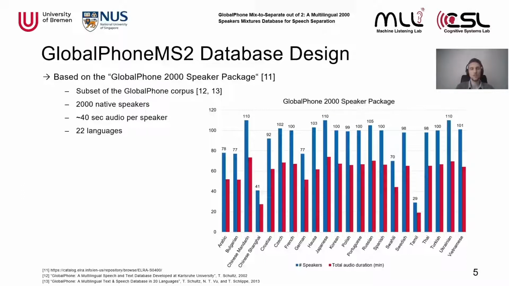GlobalPhone MS2 is based on the GlobalPhone 2000 speaker package, and the GlobalPhone 2000 speaker package is a subset of the well-known GlobalPhone corpus, which was originally introduced for ASR purposes. In the GlobalPhone 2000 speaker package, we have 2,000 native speakers with roughly 40 seconds of audio per speaker, and the database covers 22 different languages. If we pay attention to the figure on the right-hand side, we see that the number of speakers for each individual language is roughly in the same order, except for a couple of languages. And the same applies to the total amount of audio duration. But we can also see that for Chinese Shanghai and for Tamil, we just have a little amount of data.